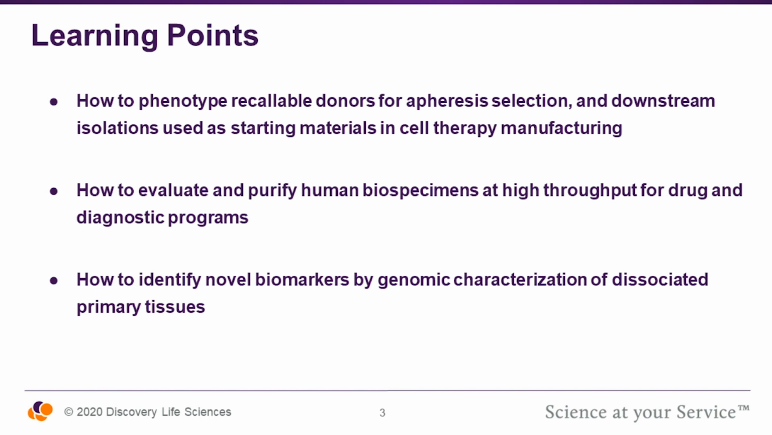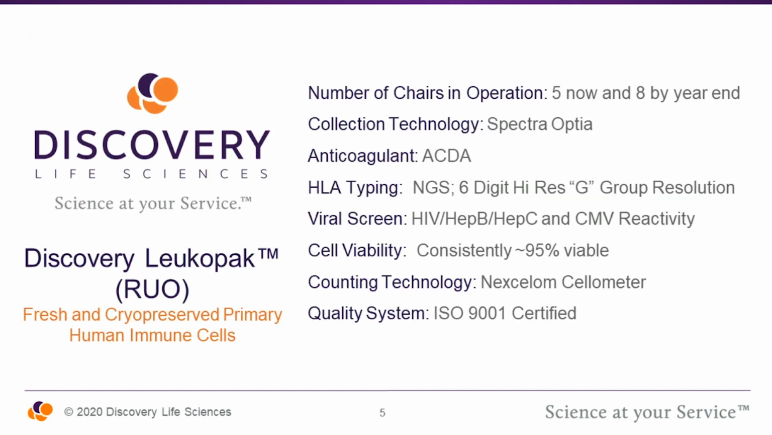The last 2 learning points will focus on our dissociated tumor cell offering. The second one will focus on how we use flow cytometry to characterize these samples, as well as use them for identifying samples for different downstream platforms. And then finally, the third learning point will focus on our use of single-cell genomic technologies for identifying novel biomarkers, again, in dissociated tumor cells.